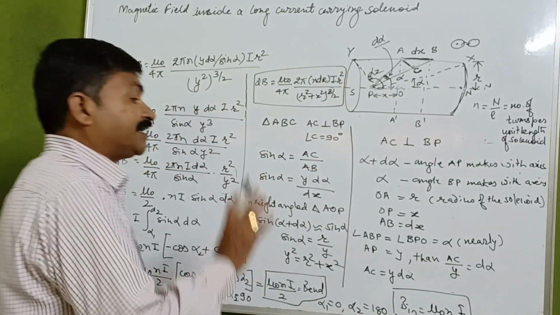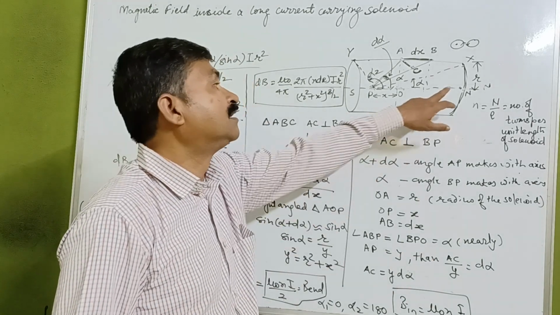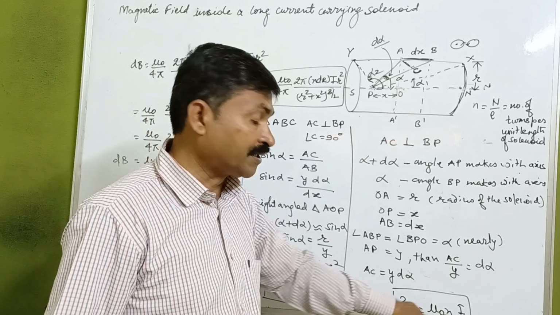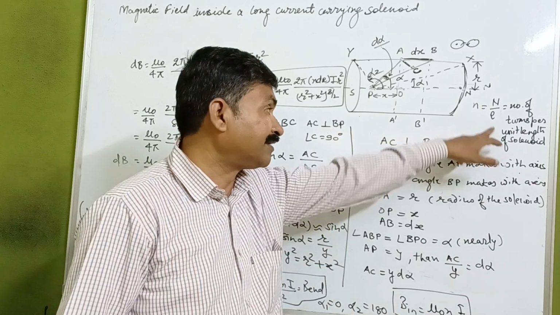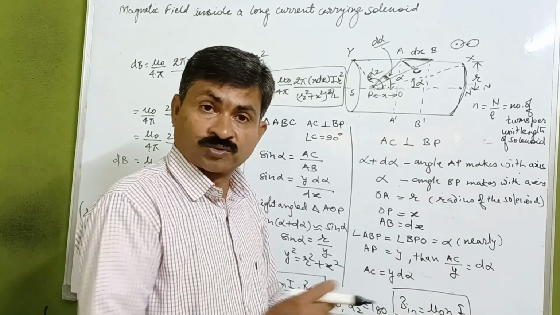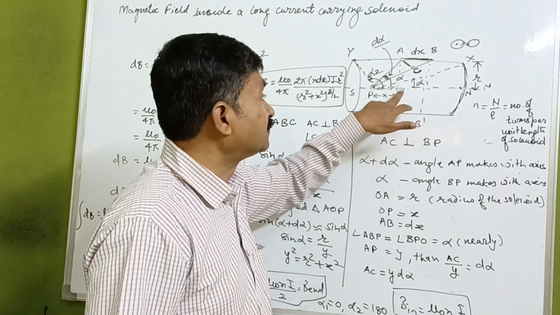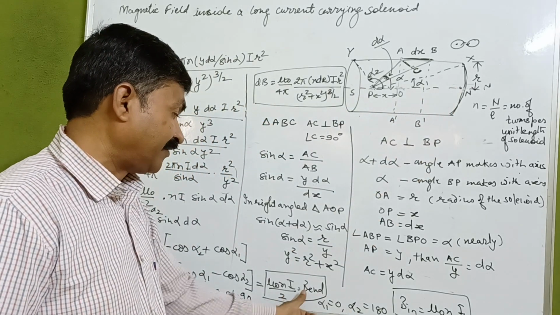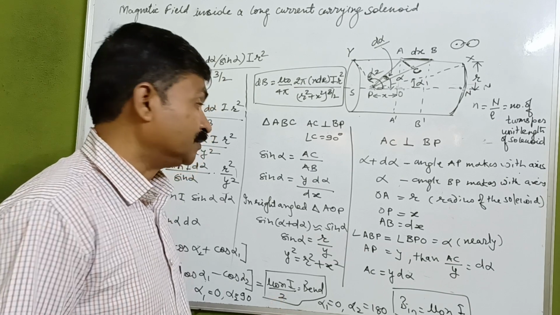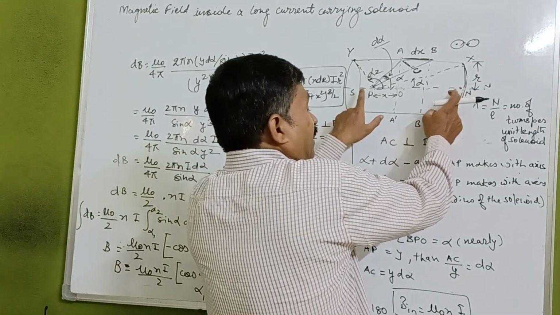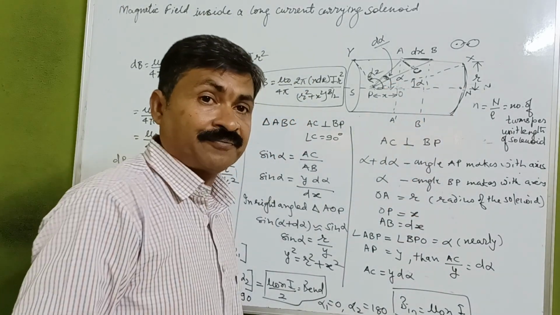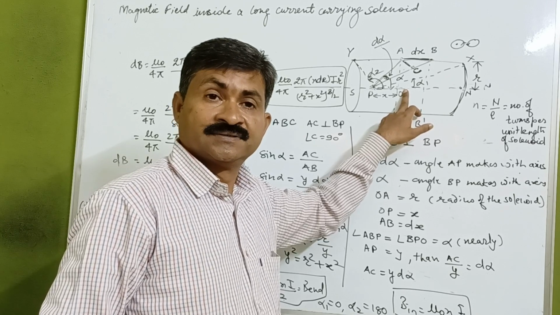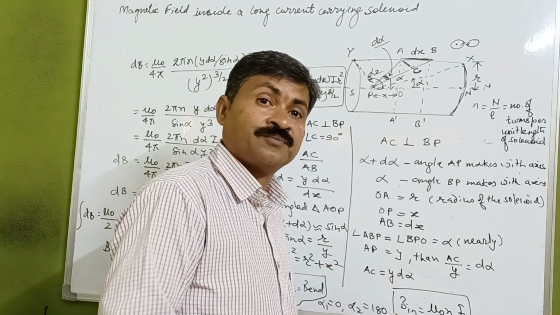So this way we can determine the magnetic field, and here we have the maximum magnetic field, that is mu naught into n into I. N is the number of turns per unit length and I is the current flowing through the turns of the solenoid. And similarly at both the ends, the magnetic field is mu naught n I upon 2. So we can say that at both the ends the magnetic field will be half of the magnetic field inside the solenoid. Once we have got this relation, we can go with the numericals on the basis of this.